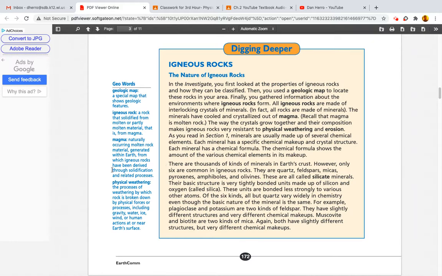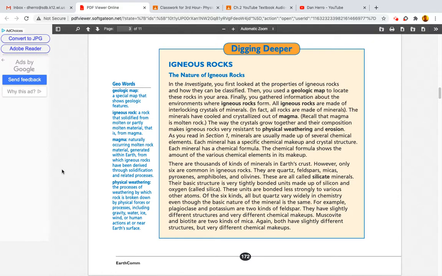These are all called silicate minerals. Their basic structure is very tightly bonded units made up of silicon and oxygen called silica. These units are bonded less strongly to various other atoms.